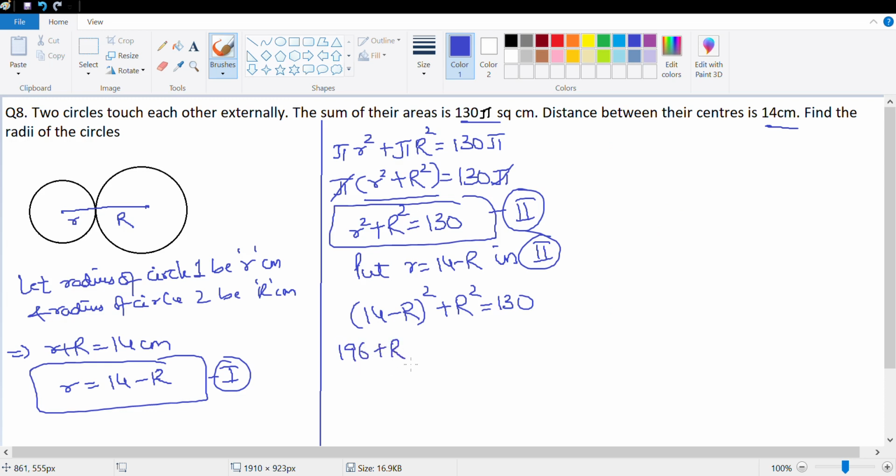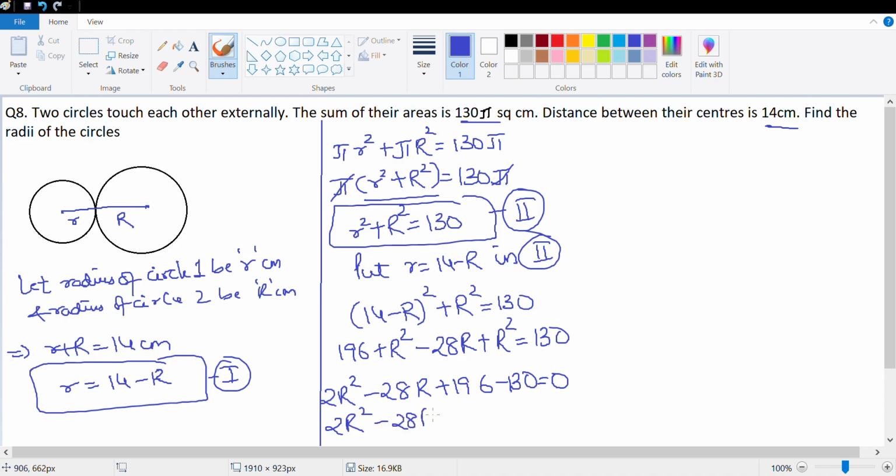196 plus r square minus 28r plus r square is equal to 130, which means 2r square minus 28r plus 196 minus 130, which is 66, is equal to 0. Divide everything by 2 because all terms have 2 in common, which means r square minus 14r plus 33 is equal to 0.